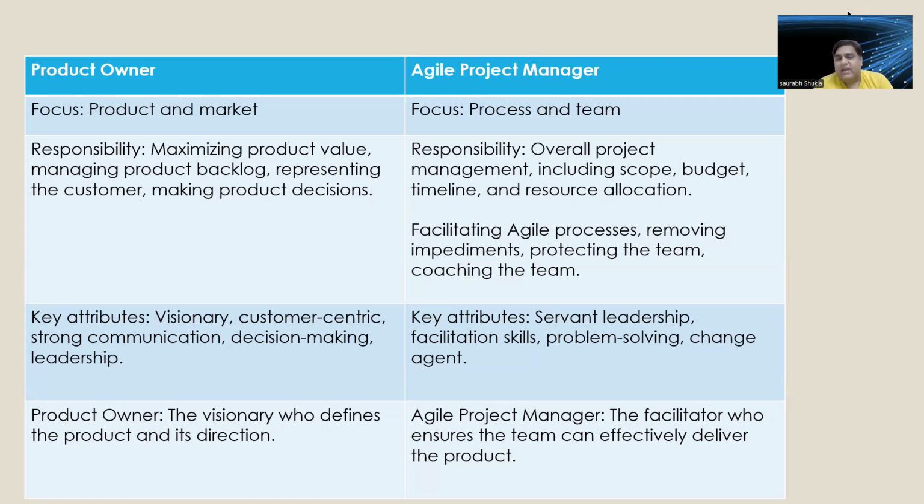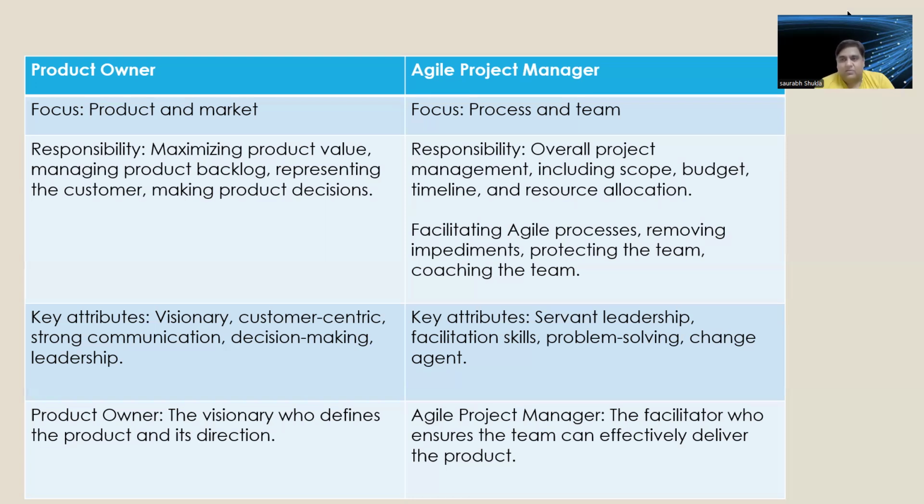He's basically facilitating agile processes, removing impediments, protecting the team, coaching the team. Sometimes you will say the Scrum Master role is also the same, but the project manager is also responsible for the budget and everything. So he's taking care of that. What are the key attributes? The product owner should be visionary, customer centric, with strong communication, decision making, leadership. Same kind of attributes are needed for the project manager, but with servant leadership. Whatever the product owner says, the agile project manager has to say, thank you, sir, yes, sir, I will do that. Facilitation skills, because unless he does the facilitation between the team and the product owner, it is not going to work out. So he is acting as a bridge between them.